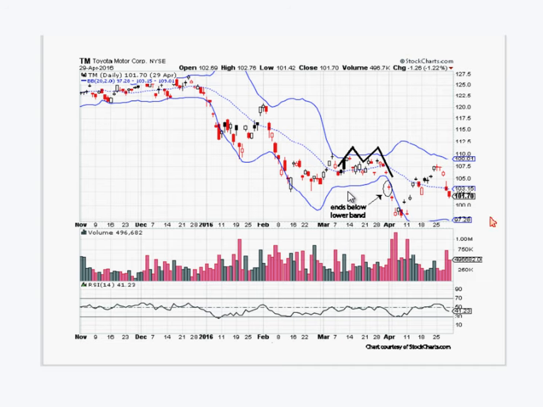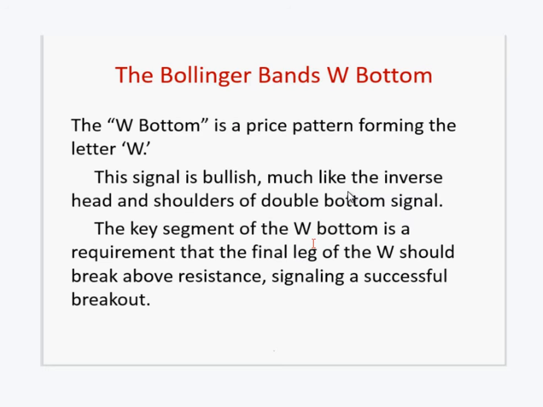But that's enough sometimes to make a trade. Once you see that the M has completed and trading has gone below, at that point the stock was at about 104, you knew it was going to go down a little further, you could have gotten at least 5 points out of that as a bearish trade. So this is a powerful signal. The opposite of the M top is a W bottom. It's exactly opposite. It's a bullish signal that's very much like an inverse head and shoulders.